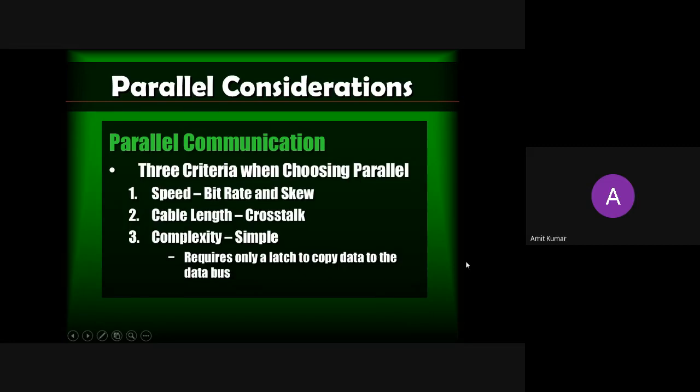The last one is complexity. The complexity of parallel communication is very low, because we only want to latch the data. The latching of the data should be at the same rate which we are using at the sender side or master side. If you have synchronized the data properly, then you can transmit the data in a very easy form in parallel communication. So these are the important considerations for parallel communication.